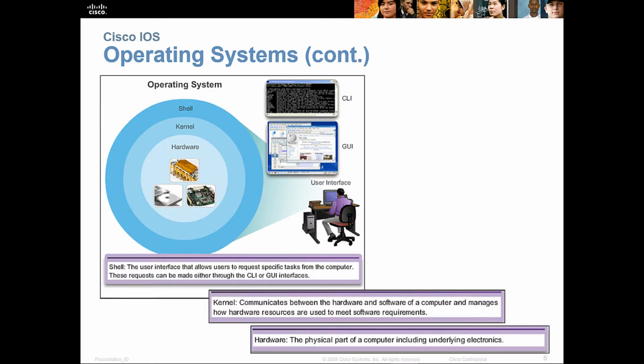So what is an operating system? Normally, an operating system is comprised of a few different levels: a shell, a kernel, and hardware. Those are important concepts for our operating system.